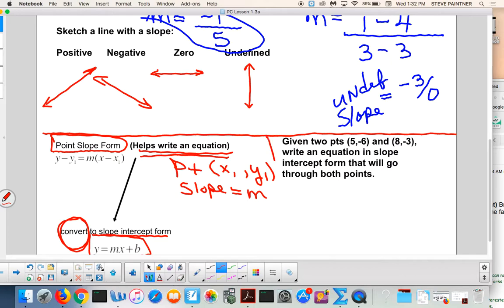Here's your problem right there, guys. Would you please do this? Given 2 points, 5, negative 6, 8, negative 3, write an equation in slope-intercept form that will go through those 2 points using this stuff over here, okay?